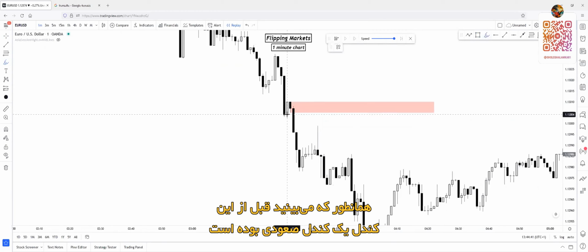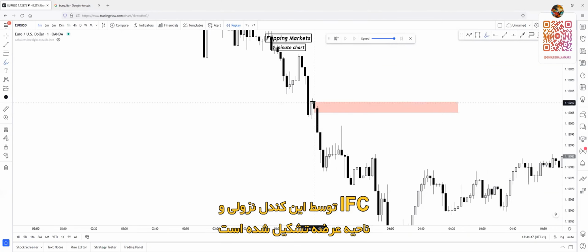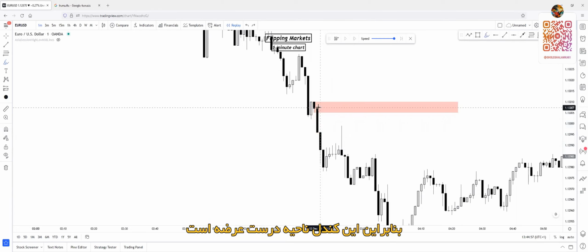And as you can see, we have an upside candle before this candle, but this upside candle didn't cause the inefficiency. The inefficiency was caused by this supply zone, by this downside candle. And as you can see, after this candle, the inefficient push came into the market. So this will be our right supply zone.